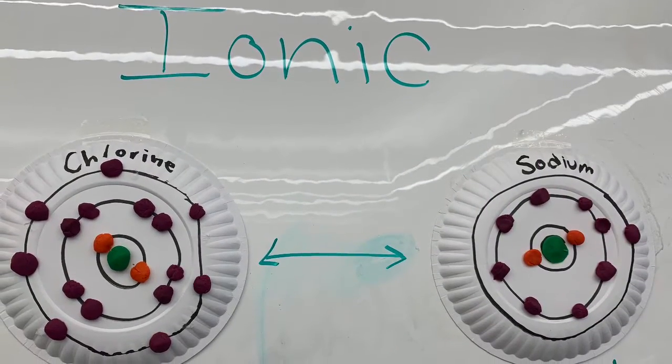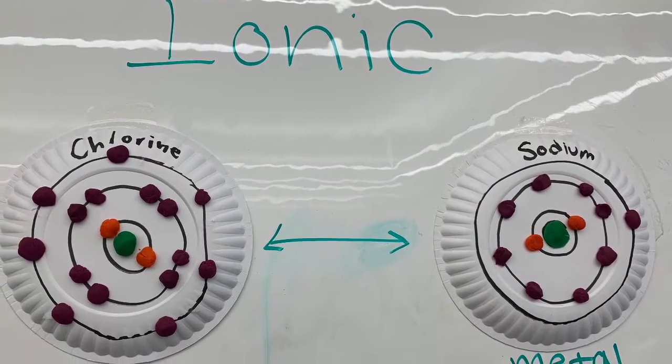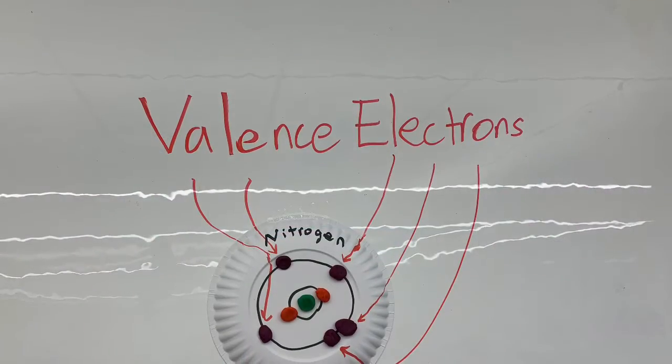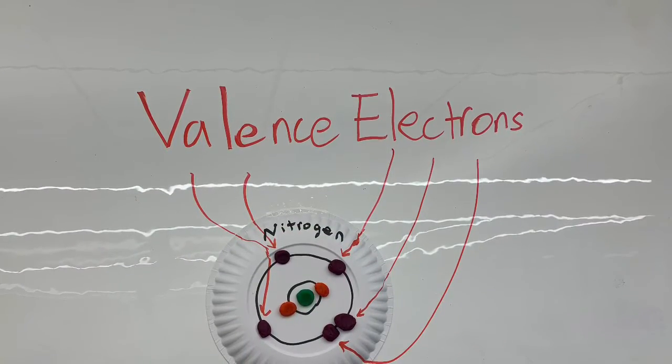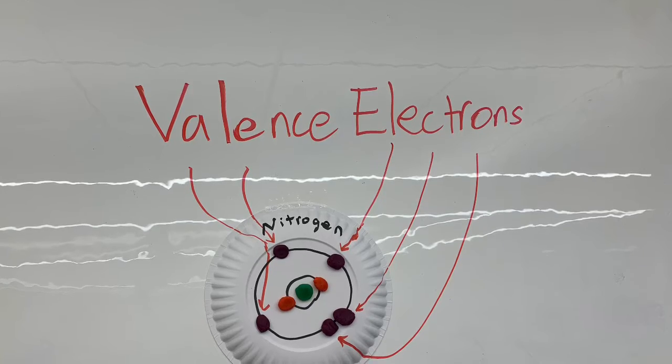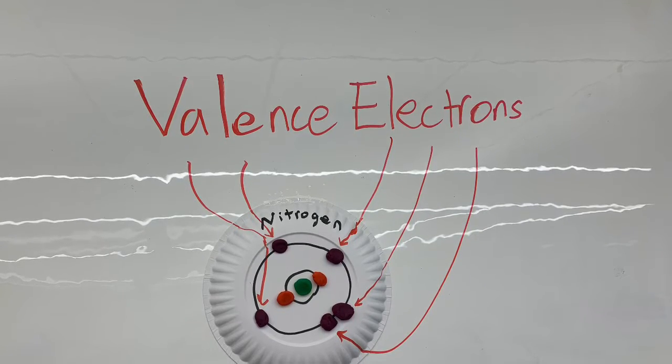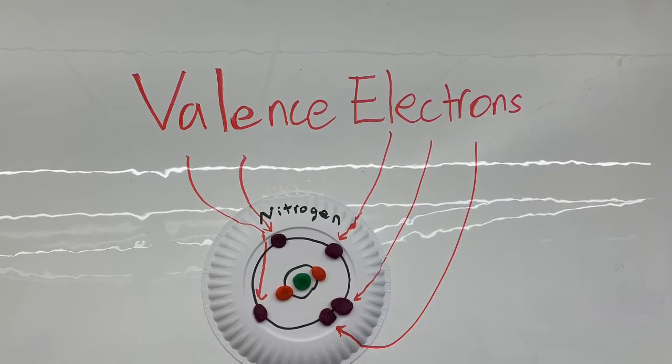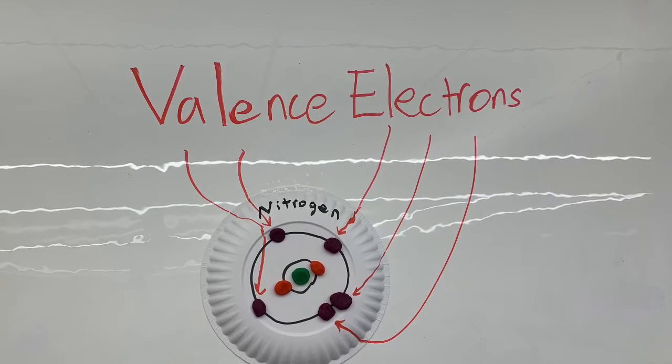Ionic bonds normally occur between a metal and a non-metal. Ionic bonding is the transfer of valence electrons to make ions. Valence electrons: the number of electrons in an atom's outermost valence shell governs its bonding behavior.